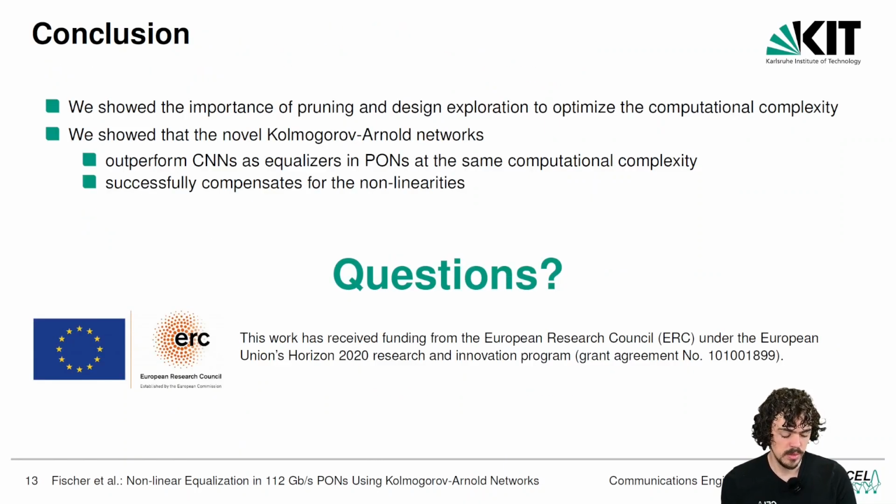And this brings me to the concluding remarks. We showed the importance of pruning and design exploration to optimize the computational complexity. We also showed that the novel Kolmogorov-Arnold networks are able to outperform CNNs as equalizers in PONs at the same computational complexity while successfully compensating for the nonlinearities.